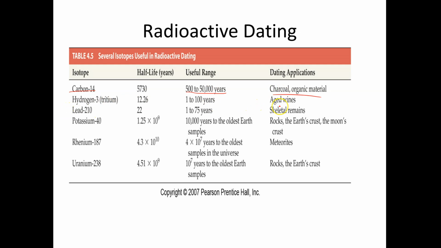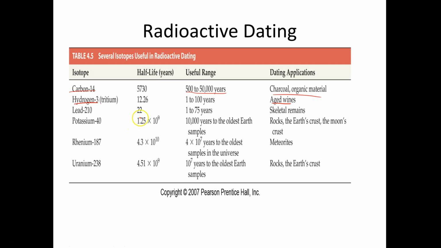So what about things that are wines? Well, you could date them with hydrogen-3 or tritium. Skeletal remains, you could use lead. Kind of weird. You analyze based on lead, but yeah, you do have some lead in your body. Rock and earths use uranium, meteorites, uranium. So different types of material help age different things.